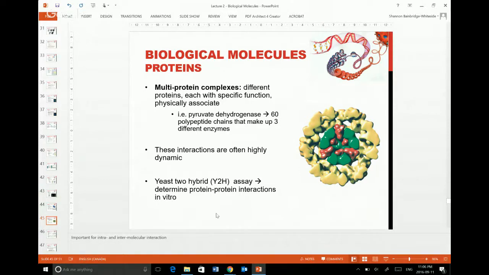And I believe your textbook goes over the yeast-2 hybrid assay. This is sort of an old school assay that still is in practice today, but really works on trying to understand how different proteins interact with one another.